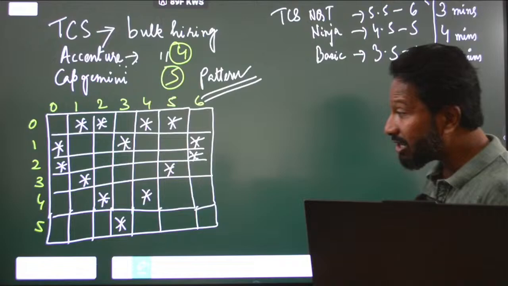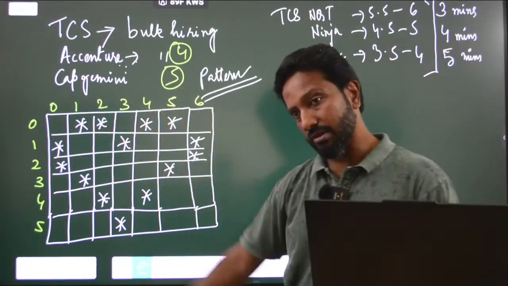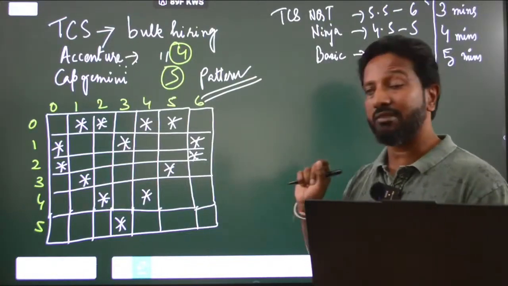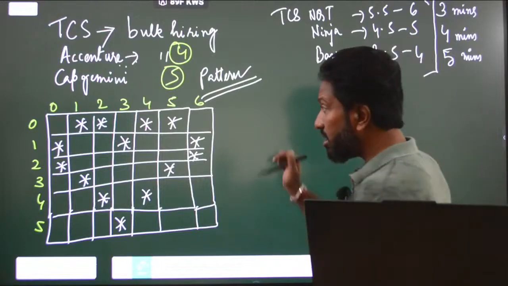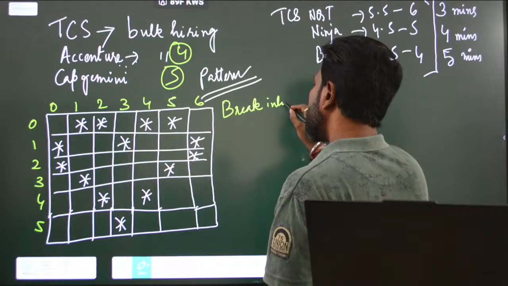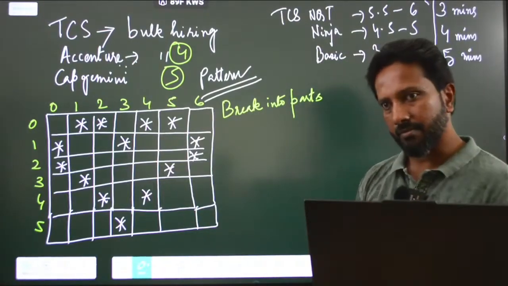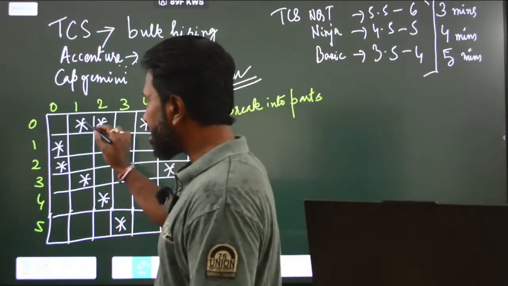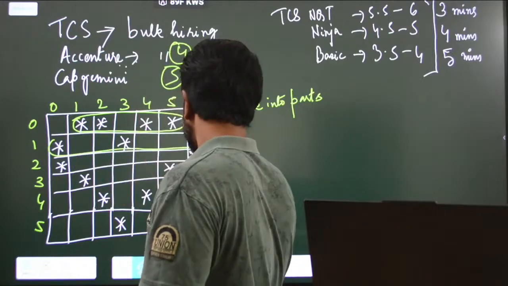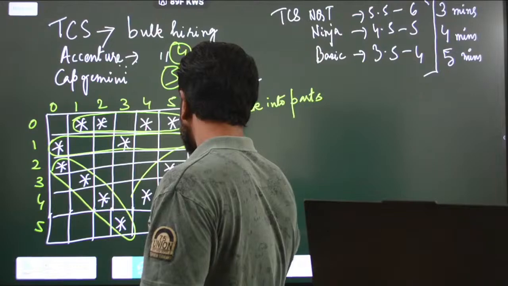Fine. So how will you do this? I have 7 columns and 6 rows. Okay. Please remember this trick when you are trying to solve any pattern programs. Any pattern program you can use that logic. Okay. The logic is break into parts. Fine. So let me say this is my part 1, this is my part 2, this is my part 3, and this is my part 4.